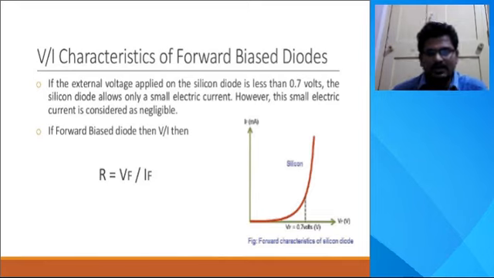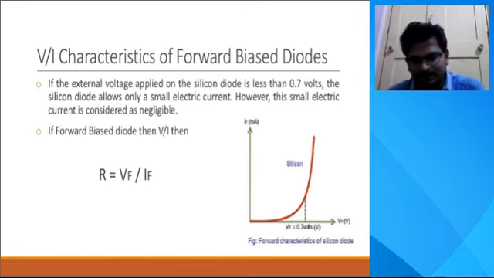So if the external voltage applied on the silicon diode is less than 0.7 volts, then the silicon diode allows only a small electric current. However, the small electric current is considered negligible. In forward bias, the V by I value, the resistance, we can calculate by taking the voltage value and current value from the graph. This value is very small, it may be in ohms.